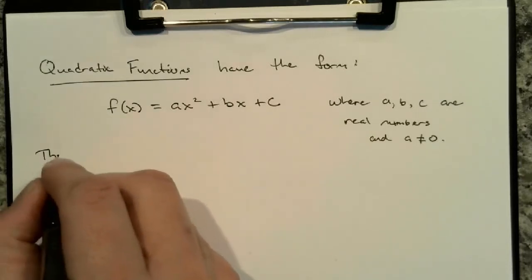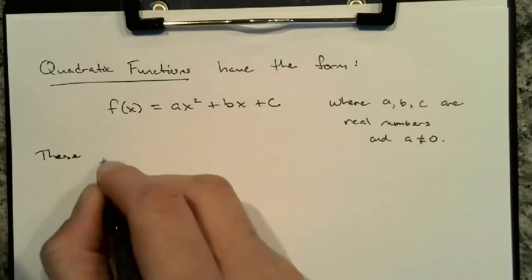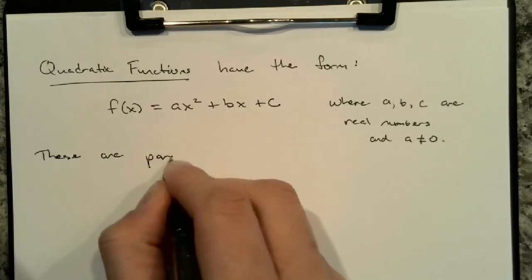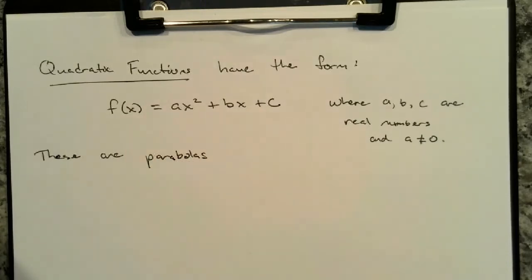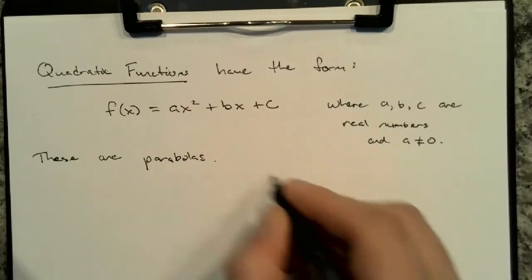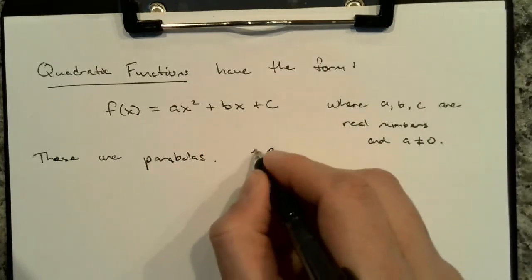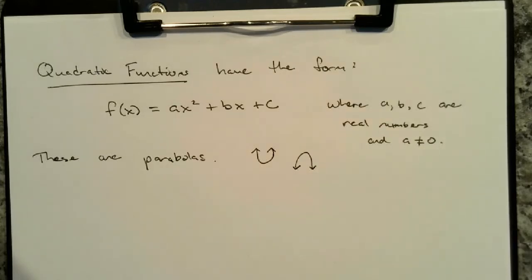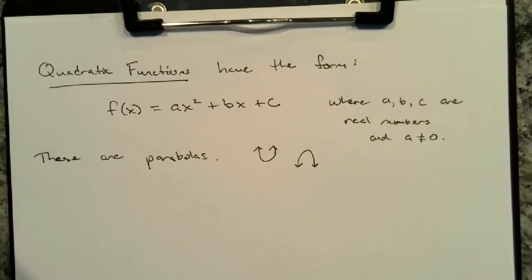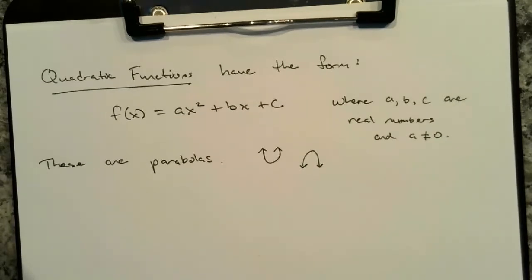Generally speaking, these are parabolas when you graph them. And you've probably seen parabolas before. They usually are a U-type shape, either opening upward or downward, depending on the properties. So they look kind of like that. We'll talk more about them specifically in a second.